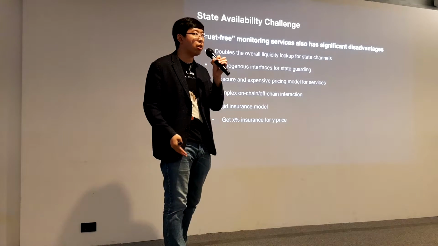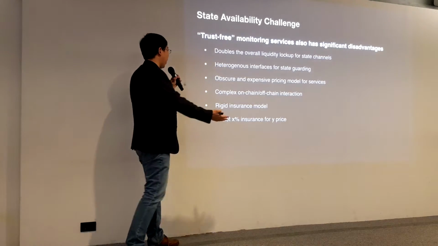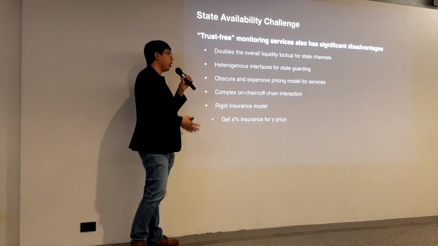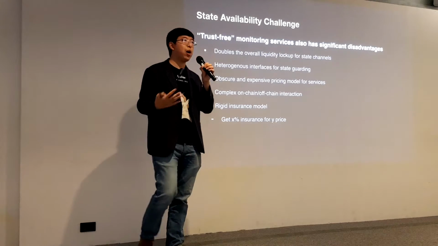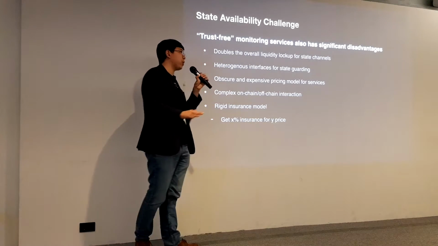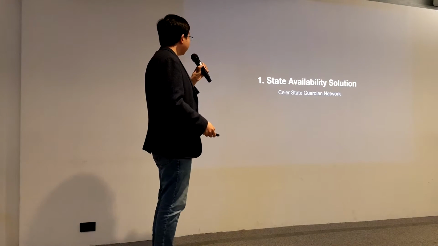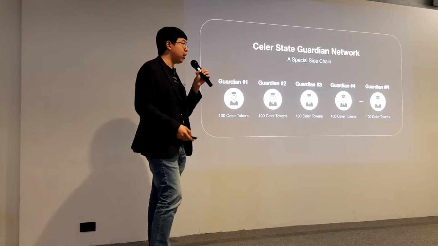For every state guarding request, you need to incur some on-chain transaction cost. And at the end of the day, what it really provides is a very, very rigid insurance model. You basically get X% back for Y price, and that's it. As long as X% is not 100%, you'll always suffer from this collusion attack potential. So, how do we solve this?